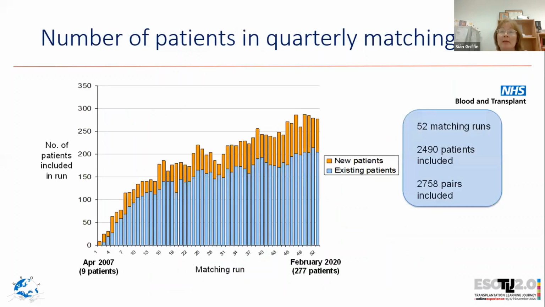And this graph shows the number of patients in our quarterly matching runs, beginning with the 9 patients in April 2007 to the most recent matching run, including 277 patients, which is the norm for the quarterly matching runs now. You'll also note in the orange bars are the new patients joining the scheme, and the blue are the existing patients. And inevitably, the pool of existing patients is an accumulation of those who are very highly sensitised, for whom it's difficult to identify a compatible donor.